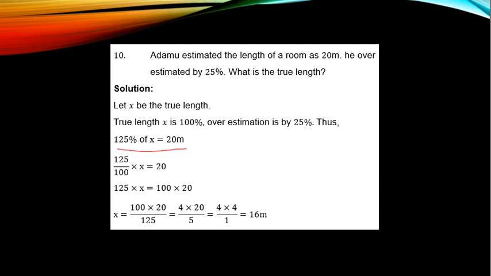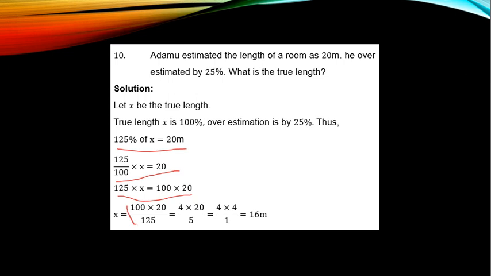So you convert 125% to an ordinary fraction. To do that, you divide it by 100. Of is times there, so 125 over 100 times S equals 20. If you cross multiply, 100 will multiply 20, then you have 125 times S is equal to 100 times 20. To get S, the true length, divide both sides by 125.